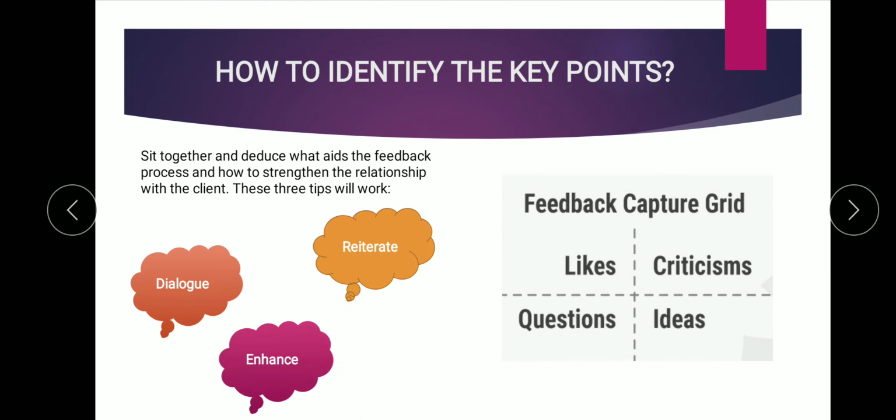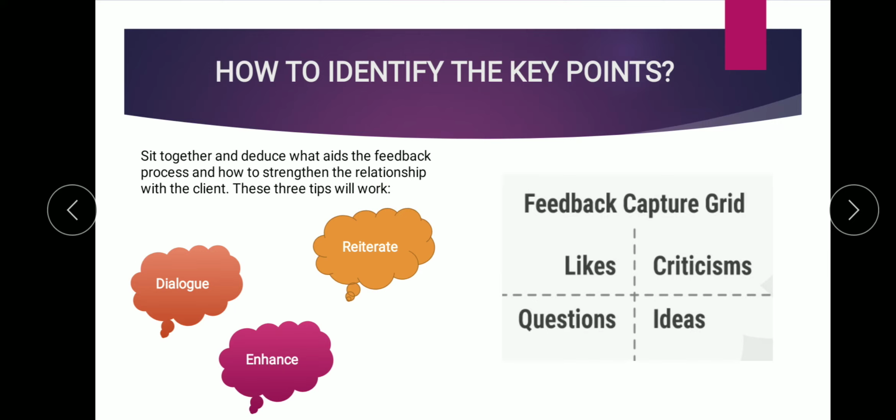So how do you identify the key points in it? Sit together and deduce what aids the feedback process and how to strengthen the relationship with the client. These three steps will work: dialogue, enhancement, and reiteration. So these are the three tips that would work when interacting with a client.